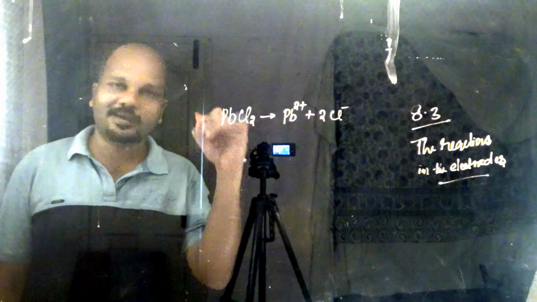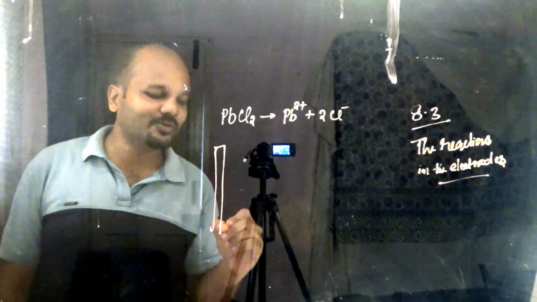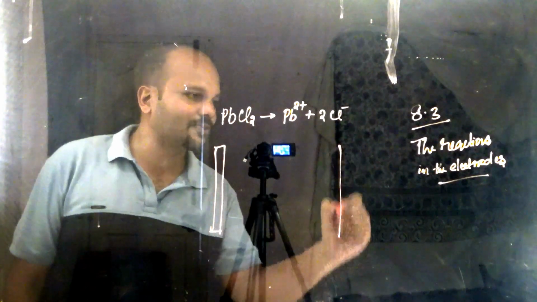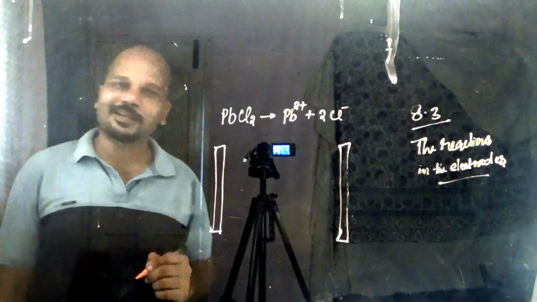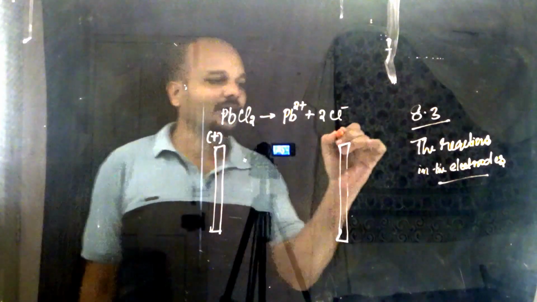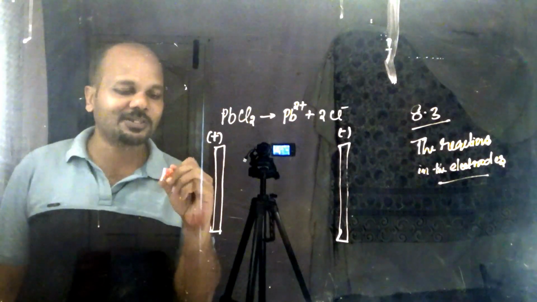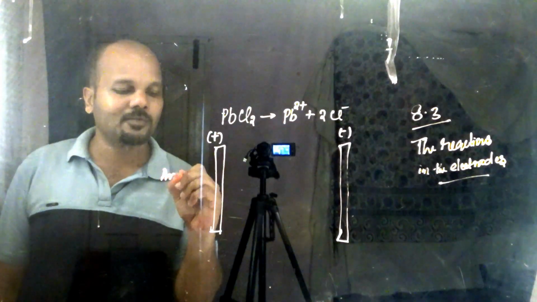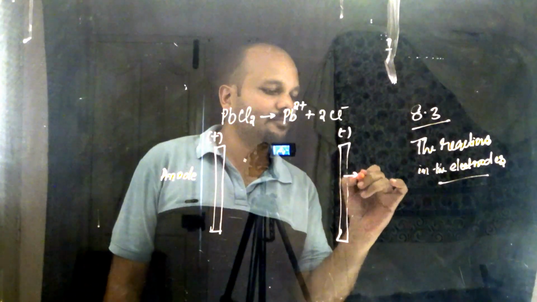Actually, in an electrochemical cell, in an electrolytic cell, there are two electrodes. One will be the positive electrode, and the next one will be the negative electrode. You know that there is an anode as well as a cathode. The positive electrode, as you are very familiar, is nothing but an anode, and this is nothing but a cathode.